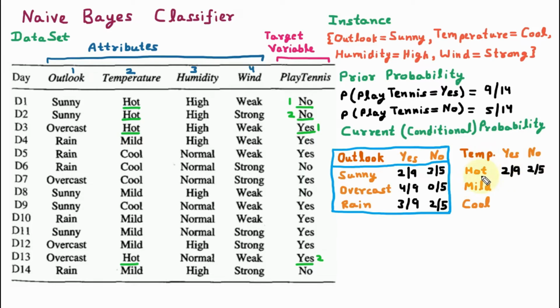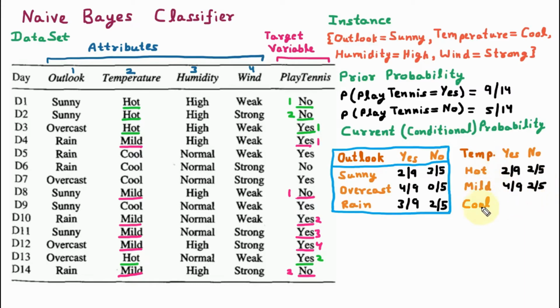Now check for the temperature mild. So highlight all the mild and their corresponding outcome. And number of yes are 1, 2, 3 and 4. So 4 divided by total yes is 9. And number of no's are 1, 2. So 2 divided by total no is 5.